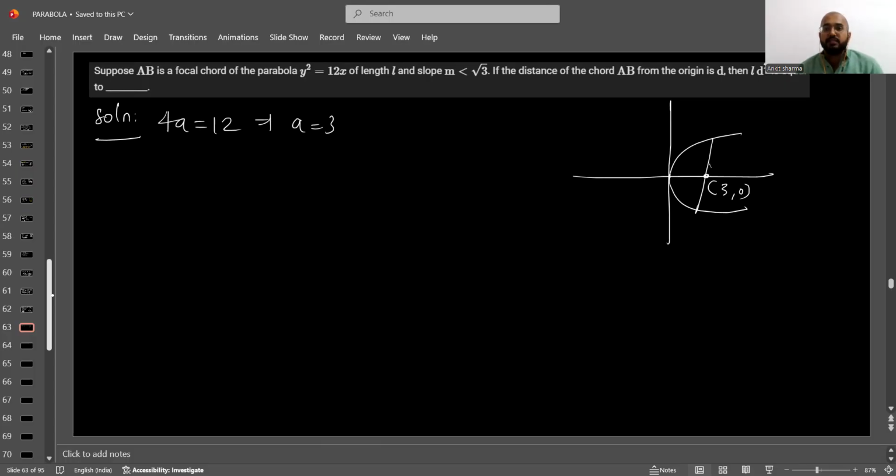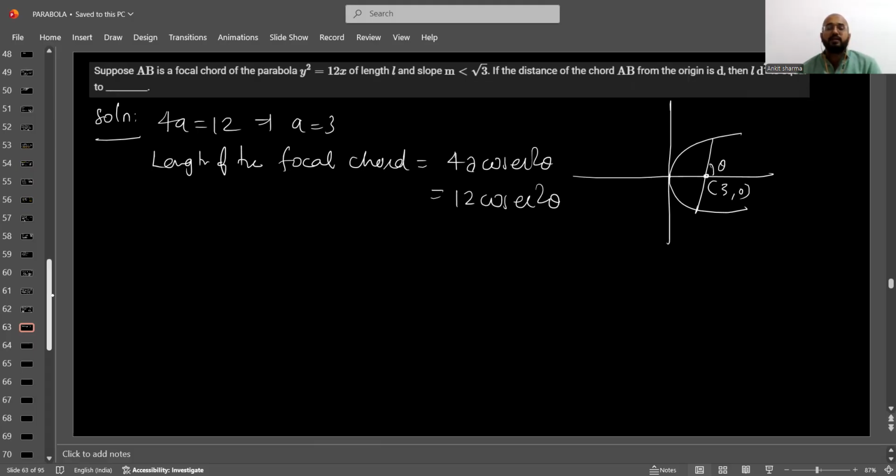So it's better I take this angle to be theta. So I know the length of the focal chord. Length of the focal chord will be 4a cosec square theta, I know. So a is 3, so I'll be having here 12 cosec square theta. I'll keep it here. Now what they are saying, so this is AB. Now I have the length AB, which is 12 cosec square theta.